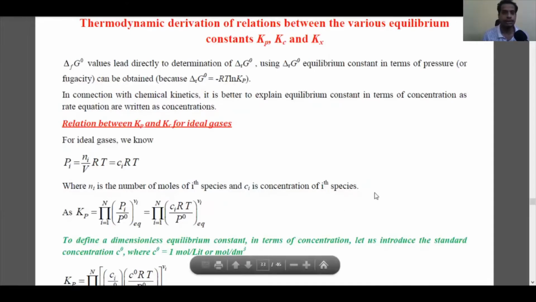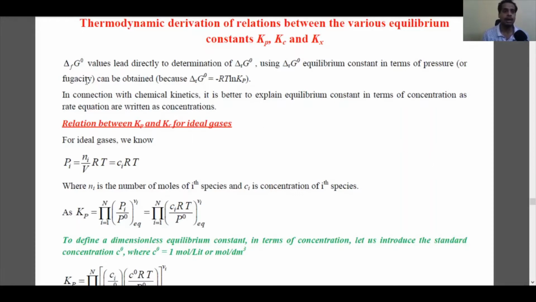Hello. In this session, we will discuss thermodynamic derivation of relation between various equilibrium constants. By various equilibrium constants, I mean equilibrium constant in terms of pressure, equilibrium constant in terms of concentration, and equilibrium constant in terms of mole fraction of the components of the reactants and products.